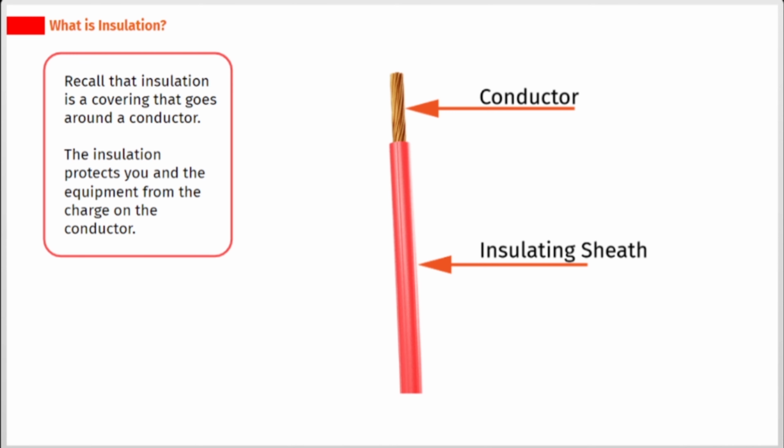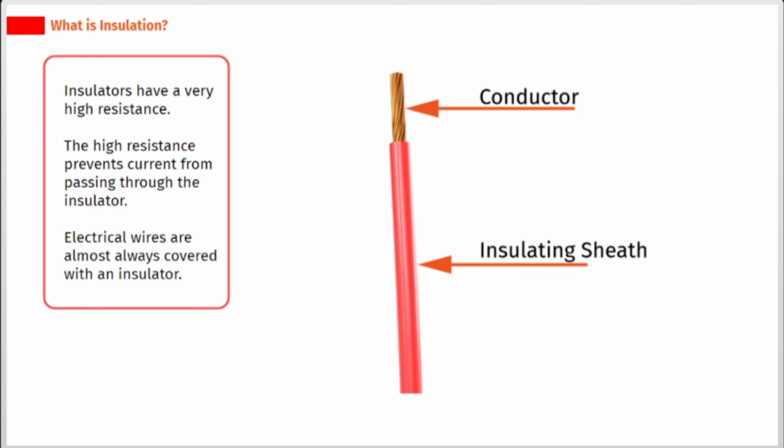Recall that insulation is a covering that goes around a conductor. The insulation protects you and the equipment from the charge on the conductor. Insulators have a very high resistance. The high resistance prevents current from passing through the insulator. Electrical wires are almost always covered with an insulator.